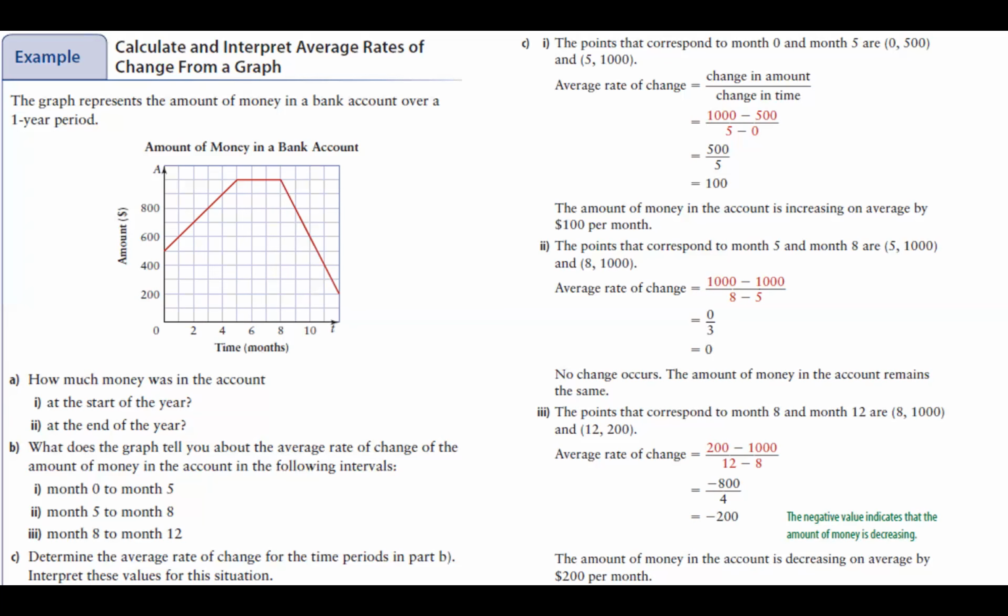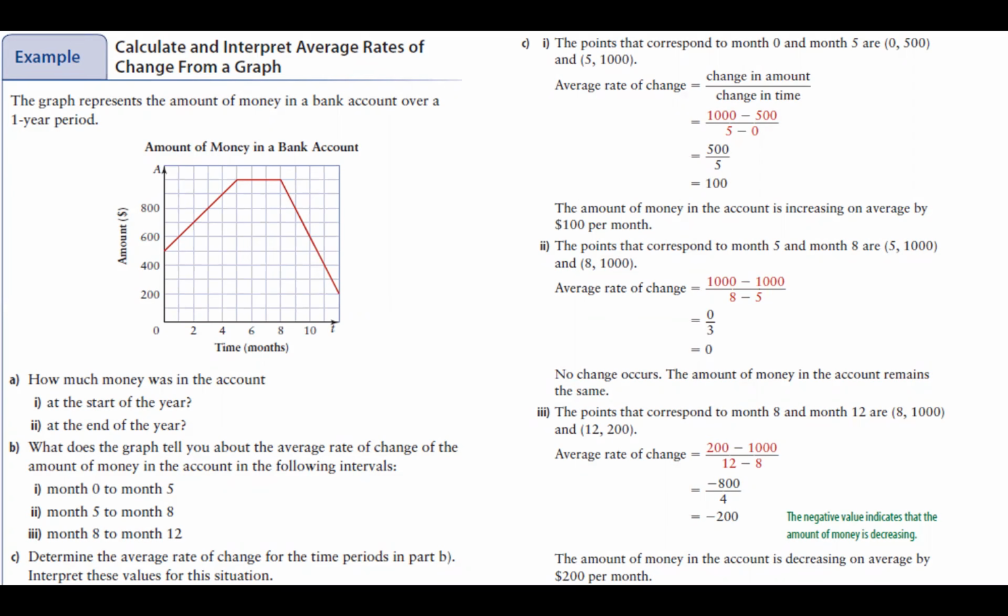Second, the points that correspond to month 5 and month 8 are (5, 1000) and (8, 1000). And then according to the definition, the average rate of change is defined as delta y over delta x. So in this case, delta y is 0, delta x is 3. So 0 over 3 is 0. So that means there is no change, right? No change occurs. The amount of money in this account remains the same during this period.